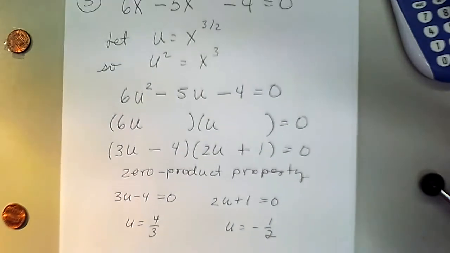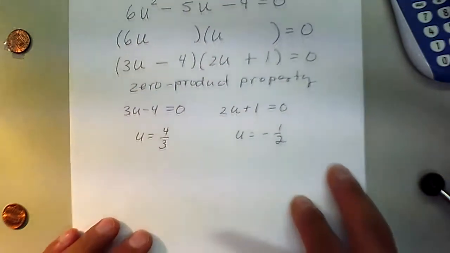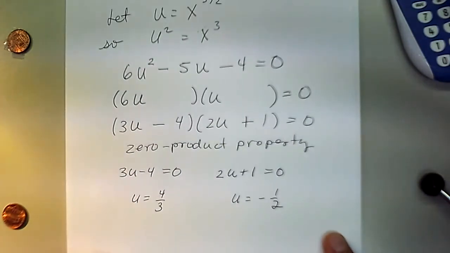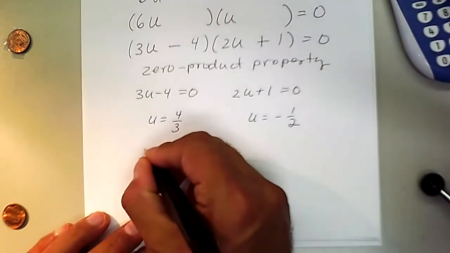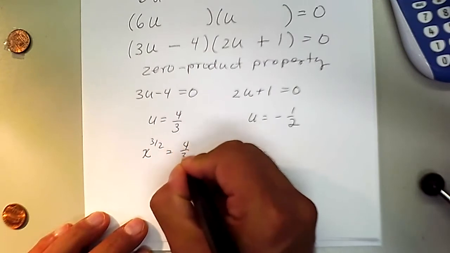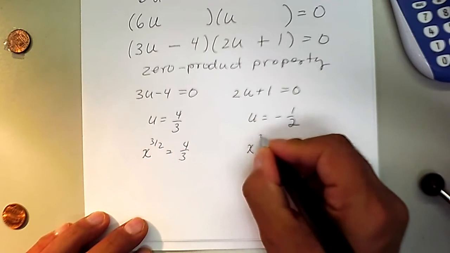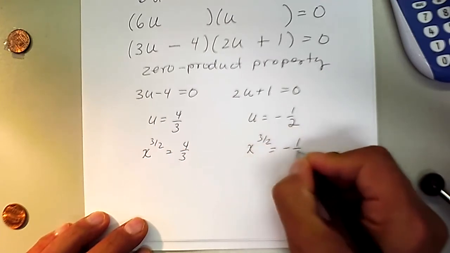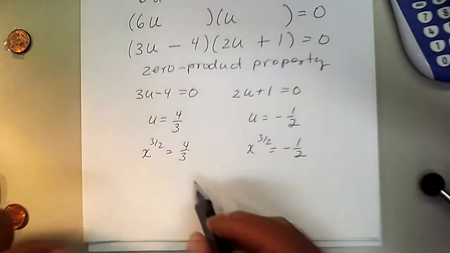But u is x to the 3 halves. So x to the 3 halves is equal to 4/3. Boy, that's complicated. X to the 3 halves equals negative 1/2. Because now we have to figure this out.